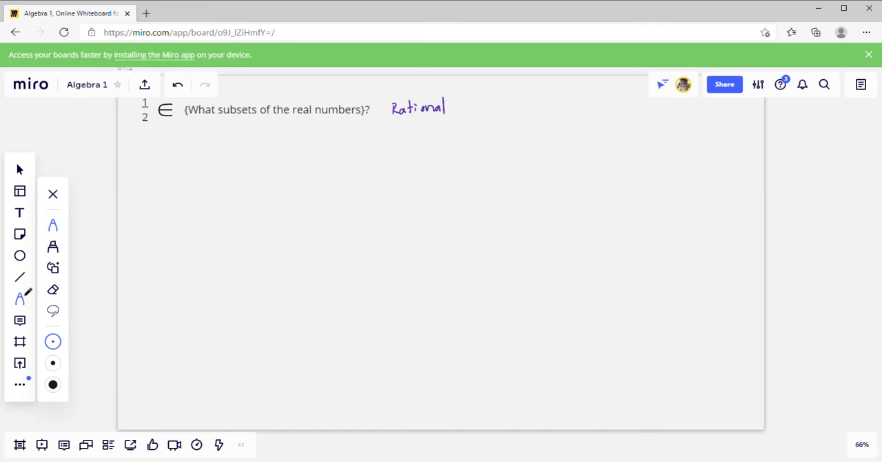Would it be an integer? Integers are whole numbers, so it's not an integer because it's not a whole number. So it is just part of the rational numbers.